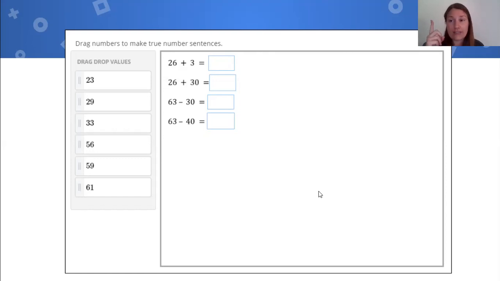So look at the sign. Is it adding or subtracting? And look at the place value. Are you doing something to the ones place, the tens place, the hundreds place? Make sure that you're not getting tricked, okay?